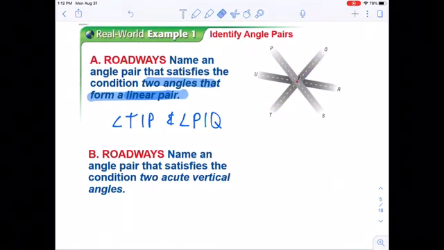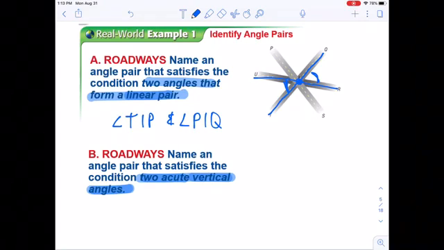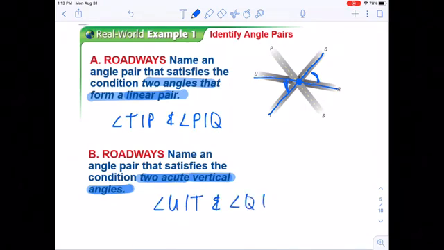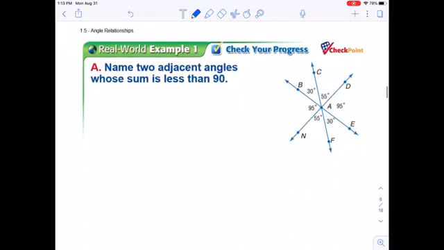Next, name an angle pair that satisfies the condition: two acute vertical angles. So they must be less than 90 and vertical. So they share a vertex point, but no sides. So I'm going to go ahead and say that here's a line, here's a line. I have this angle here, this angle here. They share our vertex point, but no sides. And they are formed by two lines intersecting. So angle UIT and angle QIR are two acute vertical angles.